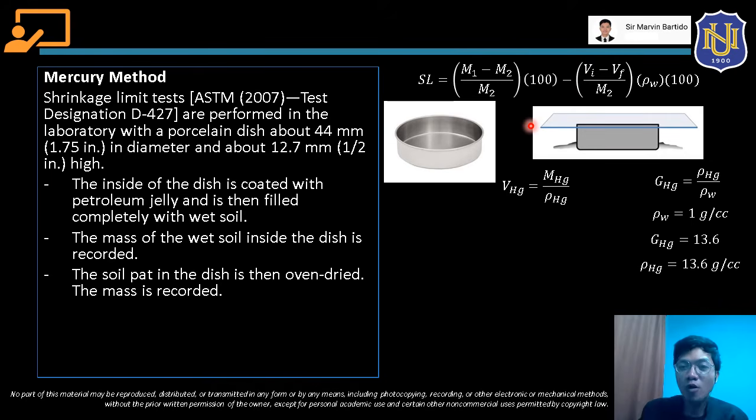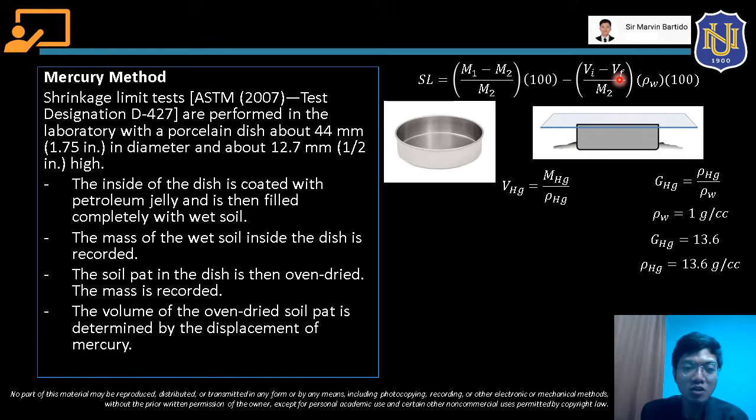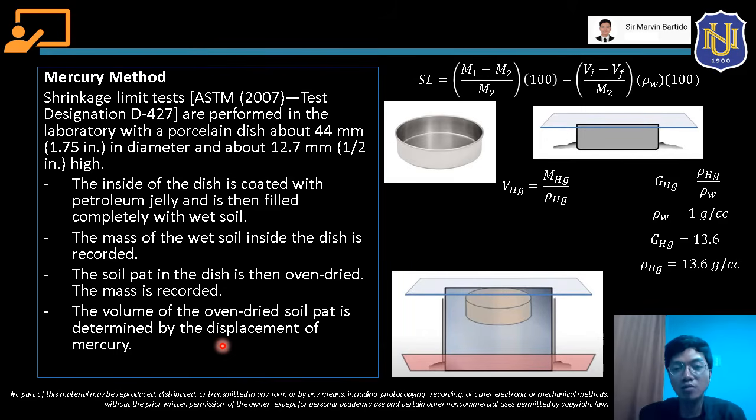Okay, now, for the final volume class, now what we're going to do here, the volume of the oven-dried soil pat is determined by the displacement of mercury. So class, ang ginagawa natin dito sa mercury method, gumagamit tayo ng another container na filled din siya ng mercury.